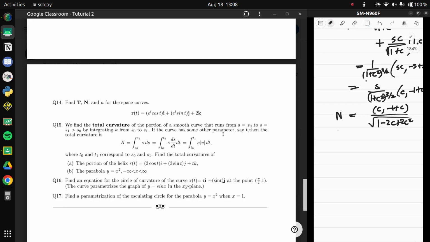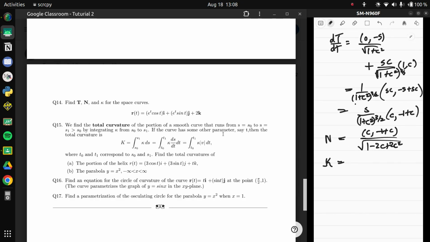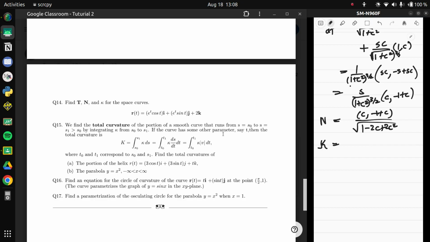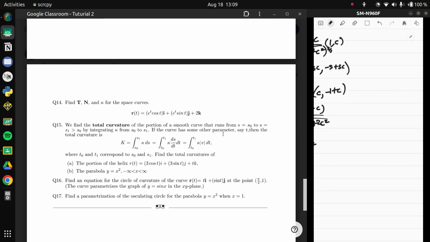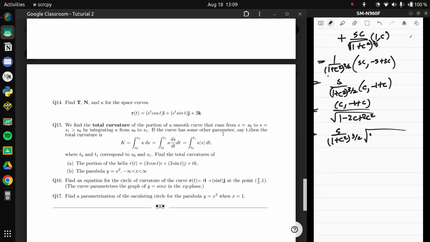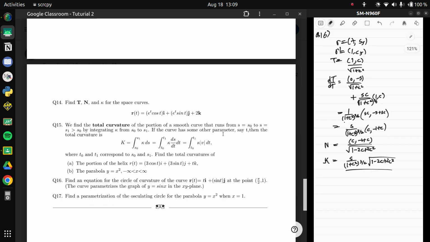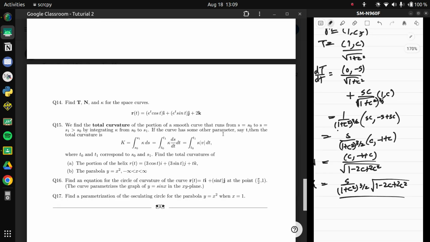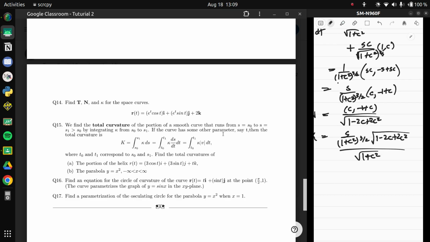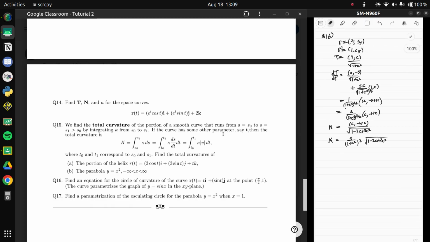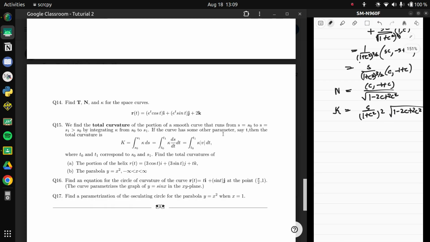You also need the curvature, kappa. You already have that magnitude: s upon (1 plus c squared) to the power of 3 by 2, times this thing's magnitude, which we figured out is this quantity, all of that upon the magnitude of dr by dt, which is the square root of 1 plus c squared. Now we'll just square that. Now you got this.